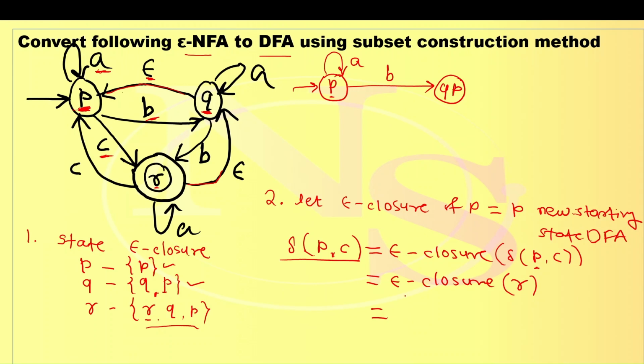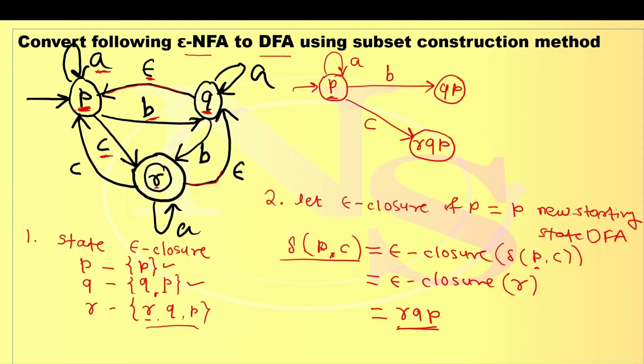RQP. Again, this is only one state. Even though it's an NFA, it looks like a different state. Here it is only one state, RQP. It means P reading C going to the new state RQP. So I'm writing here R, Q and P, for the symbol C. Now we have found the transition for ABC from the state P.